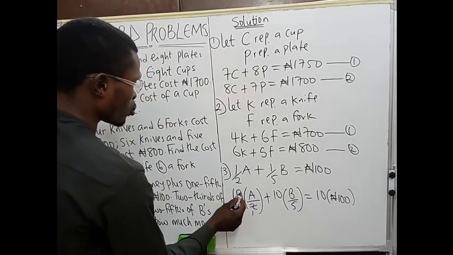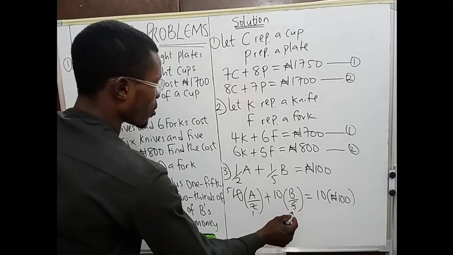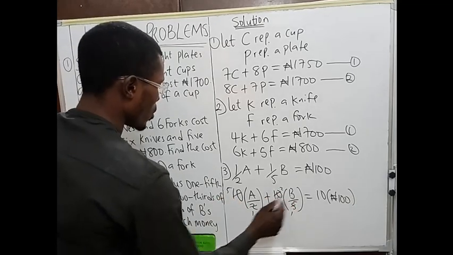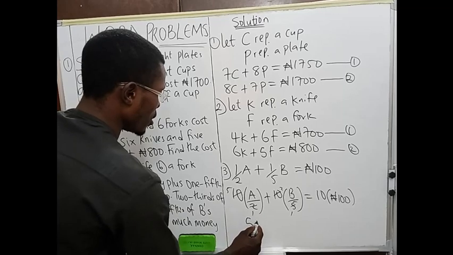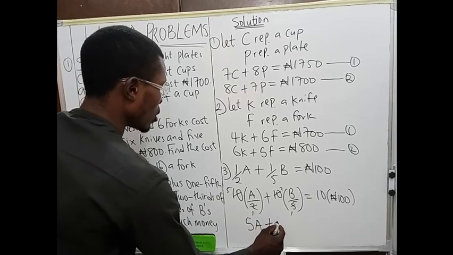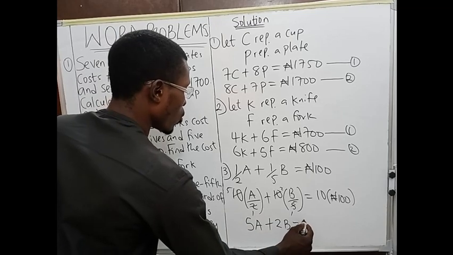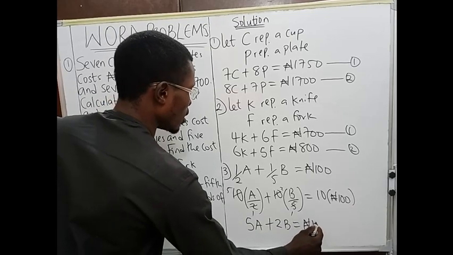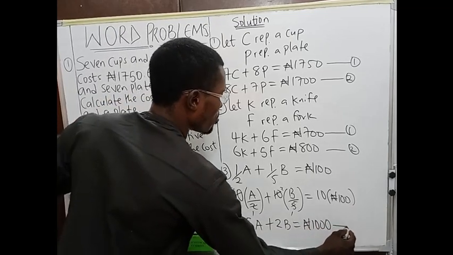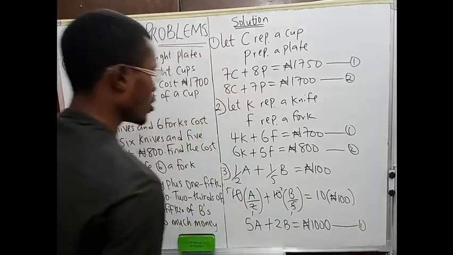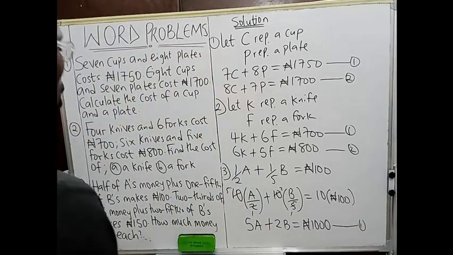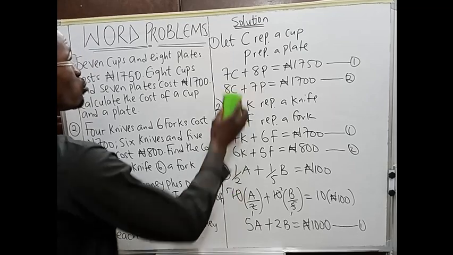2 here, 1, 2 here, 5. 5 here, 1, 5 here, 2. We have 5A plus 2B equals 1,000 naira. This is our first mathematical equation, equation 1. I'll clean the upper part of the board for equation 2.